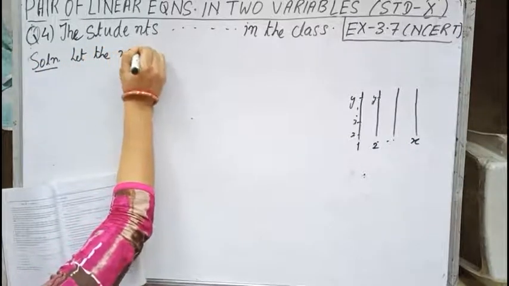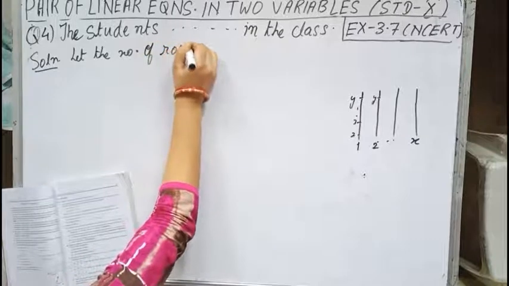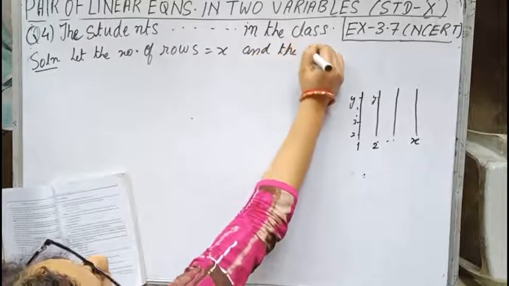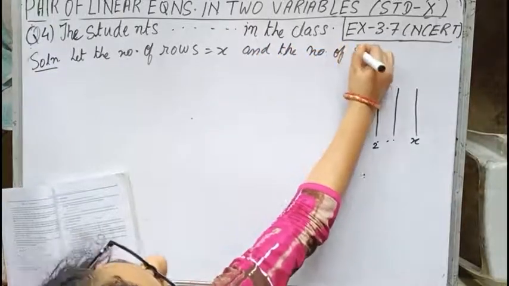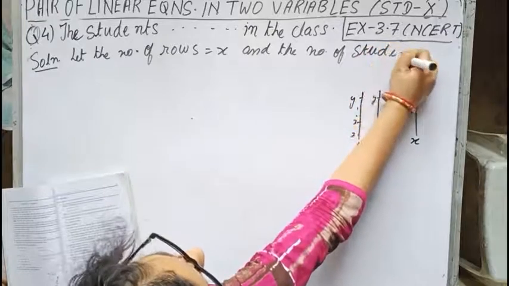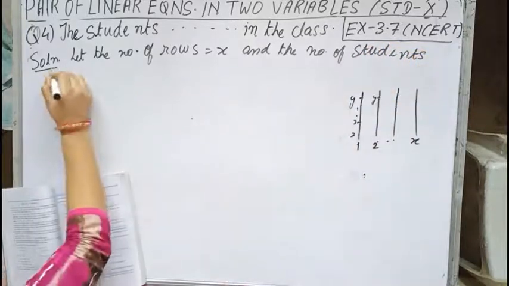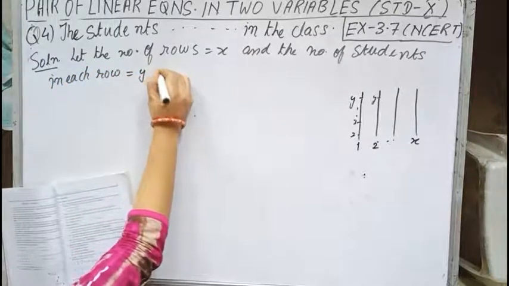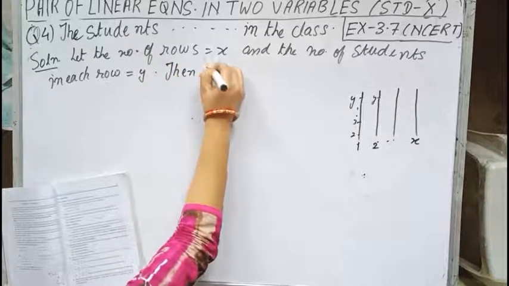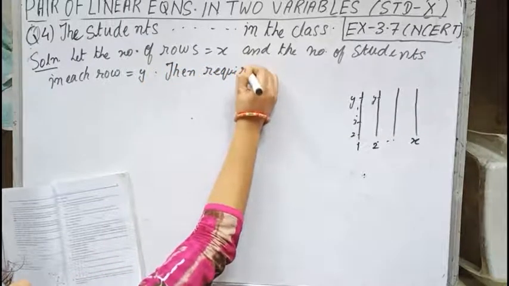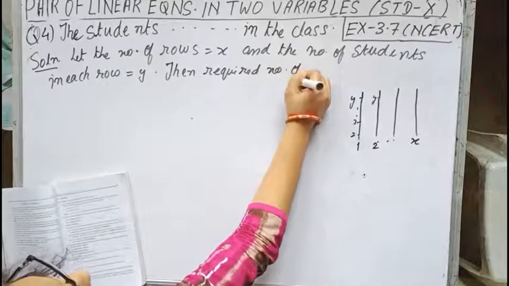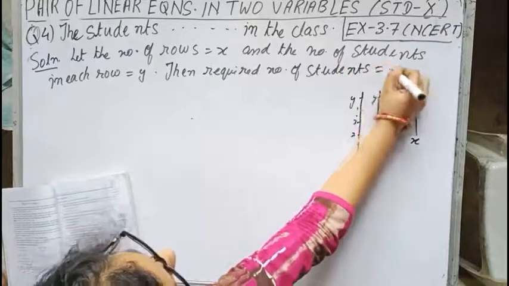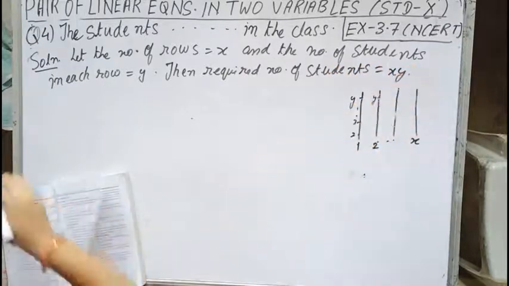Let the number of rows equal x and the number of students in each row equal y. Then the required number of students equals xy.